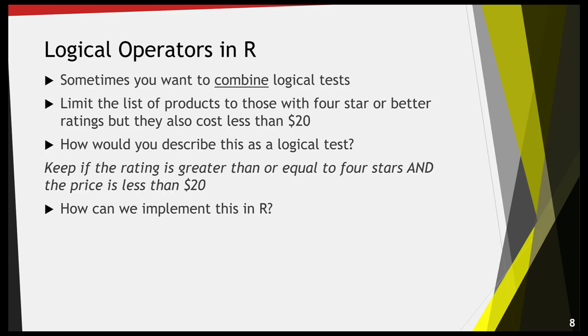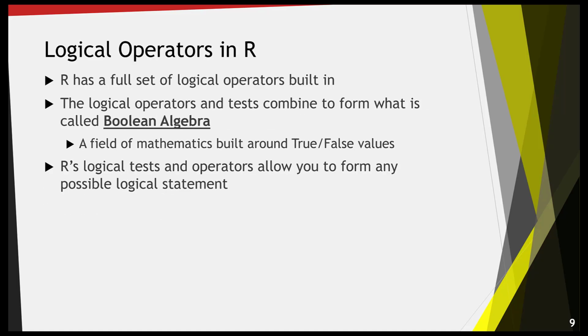You might say, I'd like to keep items if the rating is greater than or equal to 4 stars and the price is less than $20. How might you implement this in R? You can chain together logical expressions in R using logical operators. R has the full set of logical operators built in. They combine with logical tests to form what is called Boolean algebra. This is a field of mathematics built around true and false values. R's logical tests and operators allow you to form any possible logical statement.